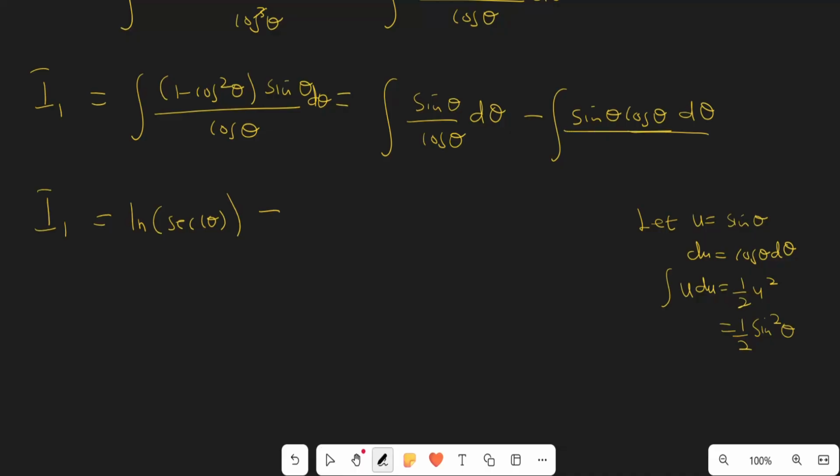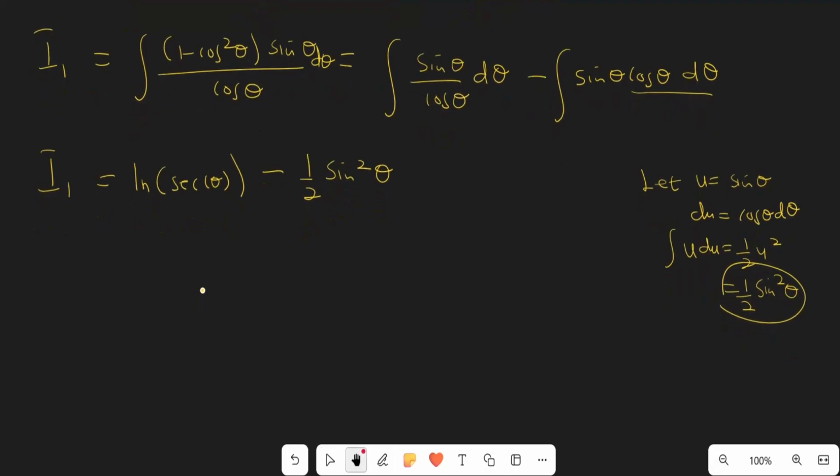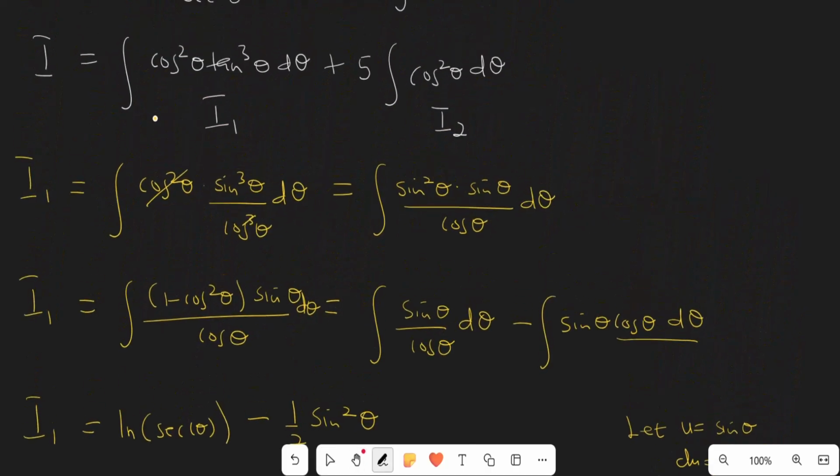So if we integrate this one, we are going to get this. So I'm just going to write that here. That is 1/2 sine square of theta. So this is the integral of the first one, I1, which is this one. Now let's tackle the I2.